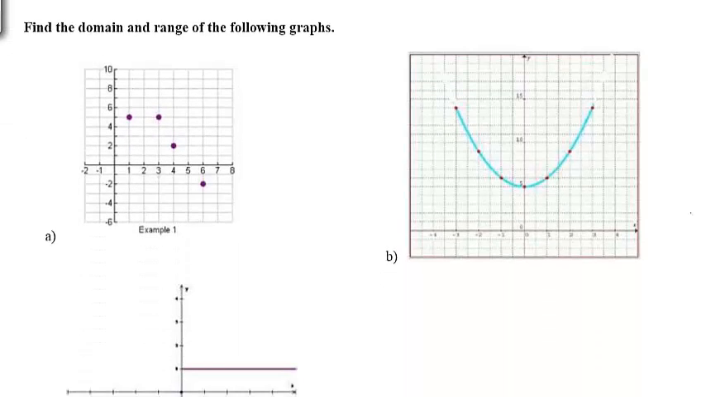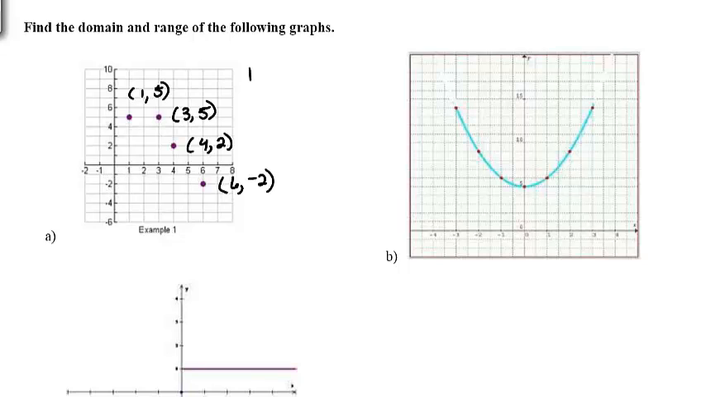Next, we're going to find the domain of some graphs. For this first one, we just have individual points. I'm just going to put their x, y coordinates right on the graph. This first point right here, the x value is 1 and the y value is 5. So that's the point 1, 5. This point has an x value of 3 and a y value of 5. This point has an x value of 4 and a y value of 2. And this point right here has an x value of 6 and a y value of negative 2.